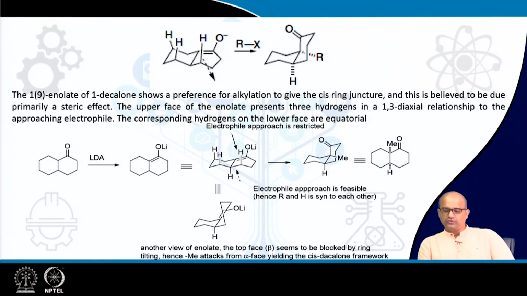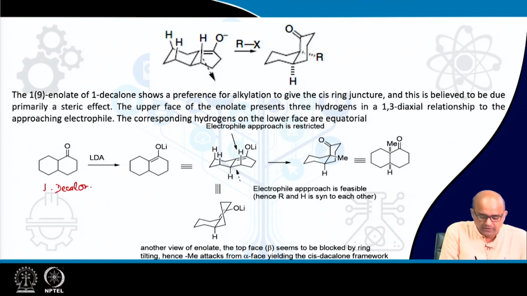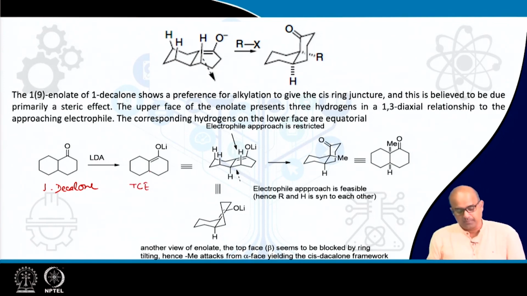Next, we will switch over to a very well-defined bicyclic system, which is named decalone. Decalones are systems where 2 cyclohexane rings are fused. First we take a decalone, normally an alpha decalone or 1-decalone. You take this 1-decalone as a substrate and react it with LDA, and a thermodynamically controlled enolate generation takes place.